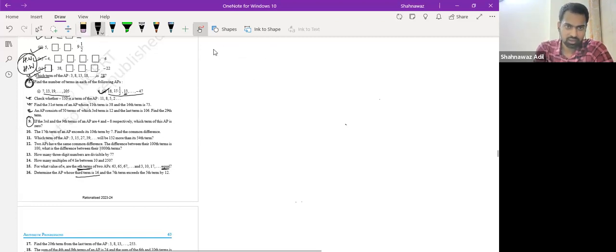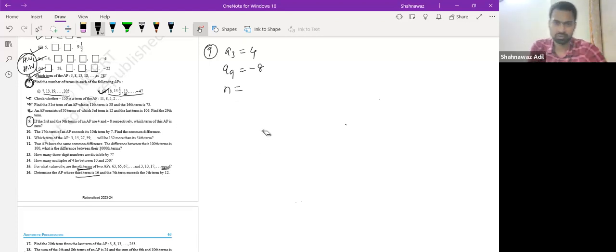Okay, so 9th is my turn, and then 10th, 12th. Okay, so let me see what we can skip. If the third term and ninth term of an AP are this, so the third term is 4, and the ninth term is -8. Then we have to find which term. So they are asking us to calculate what? n, which term, right?